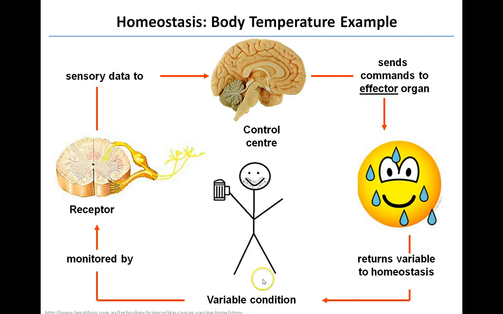So the key thing is maintaining internal stability. You set up a network. The network has the condition that you're monitoring, a receptor to monitor it, a control center, typically the brain, to assess it, and then if a response is required to keep it within the normal limits, you'll have an effector organ, in this case the sweat glands, to make sure that that condition is kept within the safe limits.